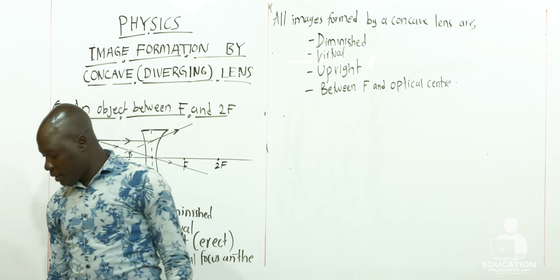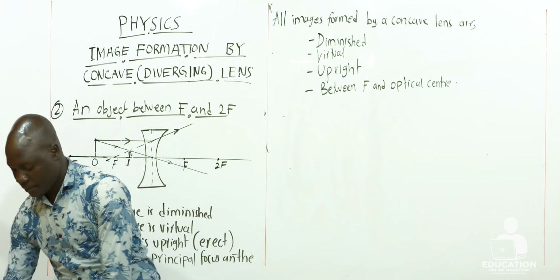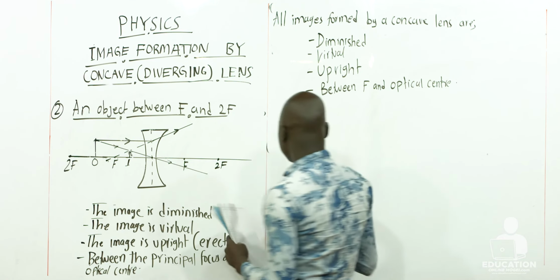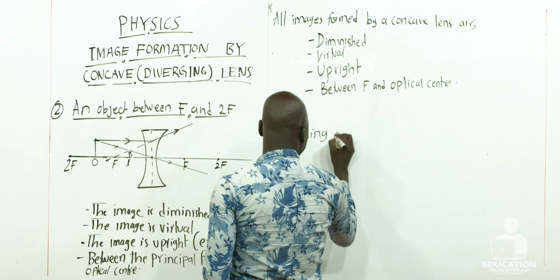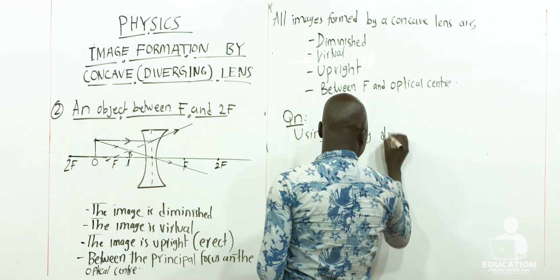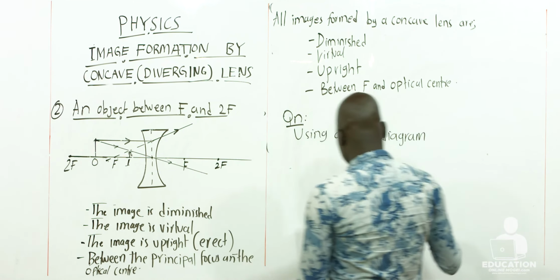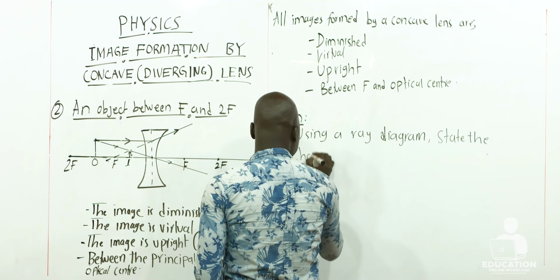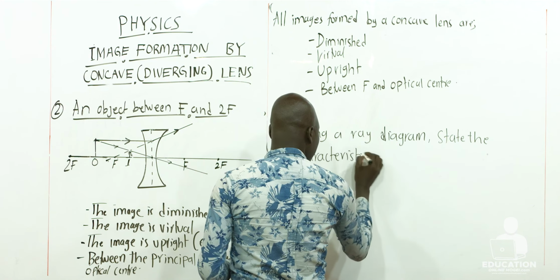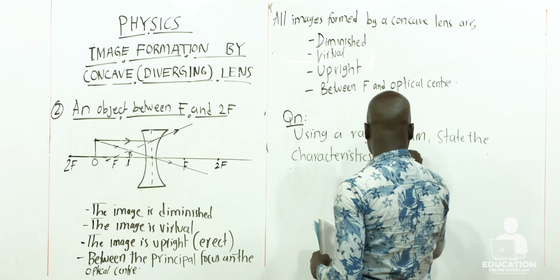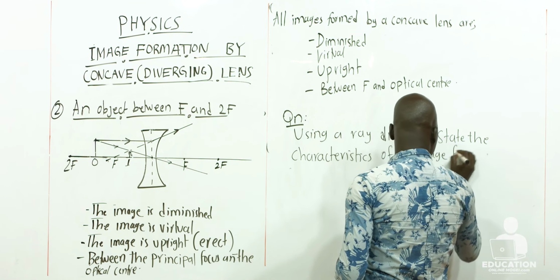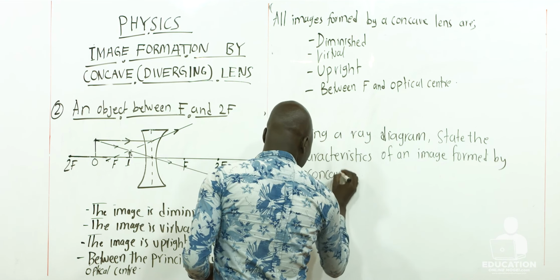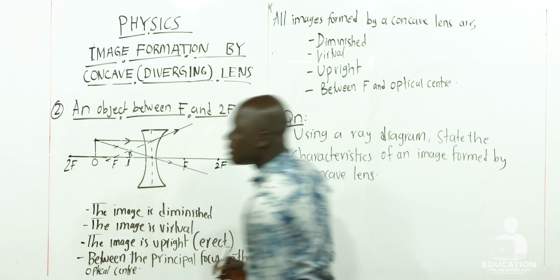So dear learners, a question can be given. You can be asked a question using a ray diagram: state the characteristics of an image formed by a concave lens. So this is how a question can be given.